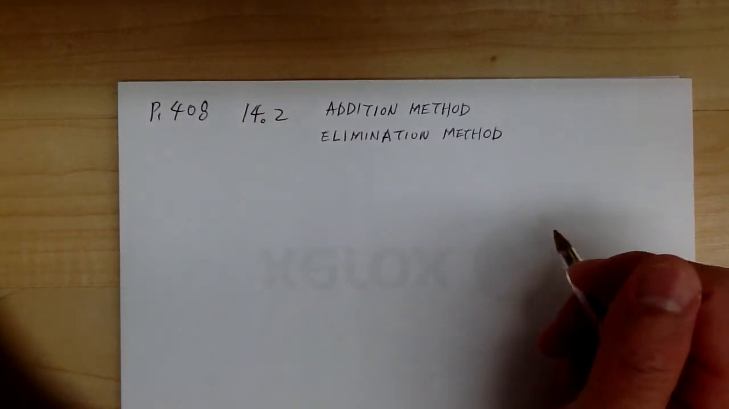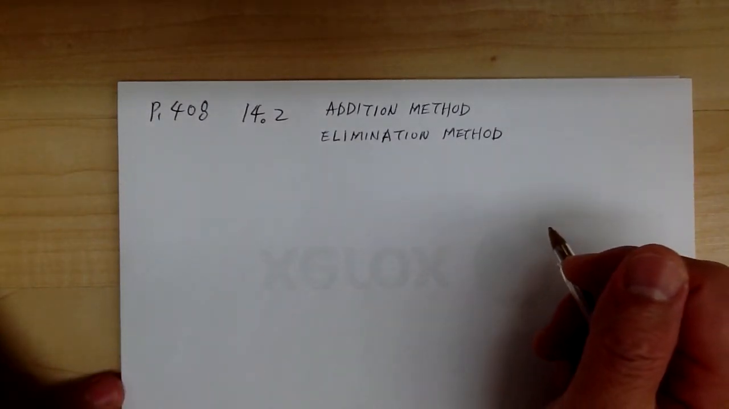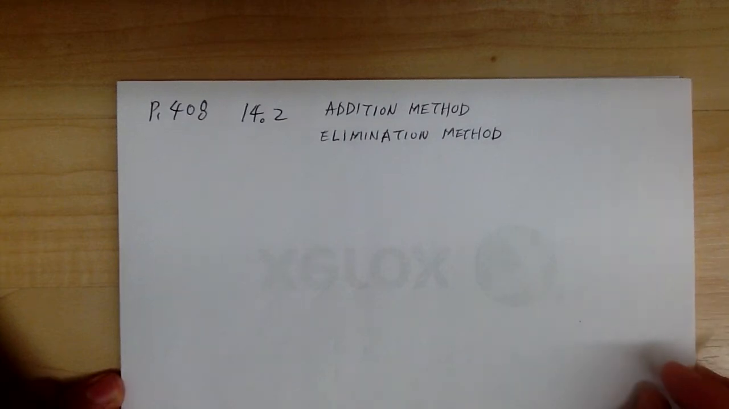Open your book to page 408. This is lesson 14.2. This lesson is to solve two equations simultaneously. And you're going to use a method called the addition method, or sometimes called the elimination method.